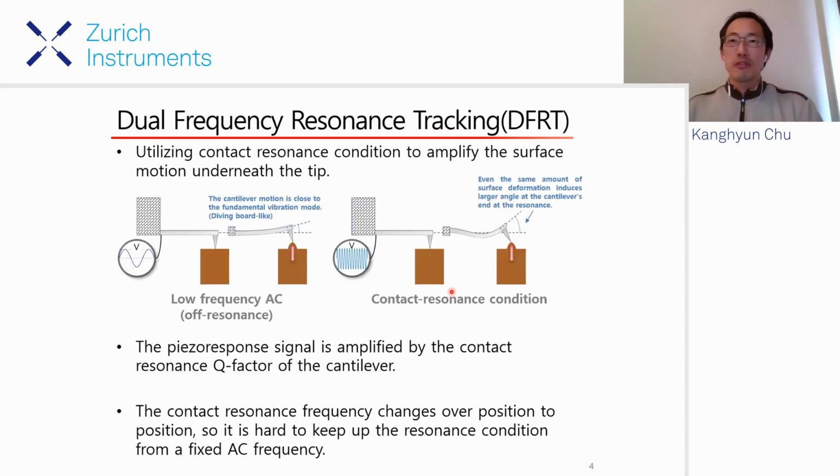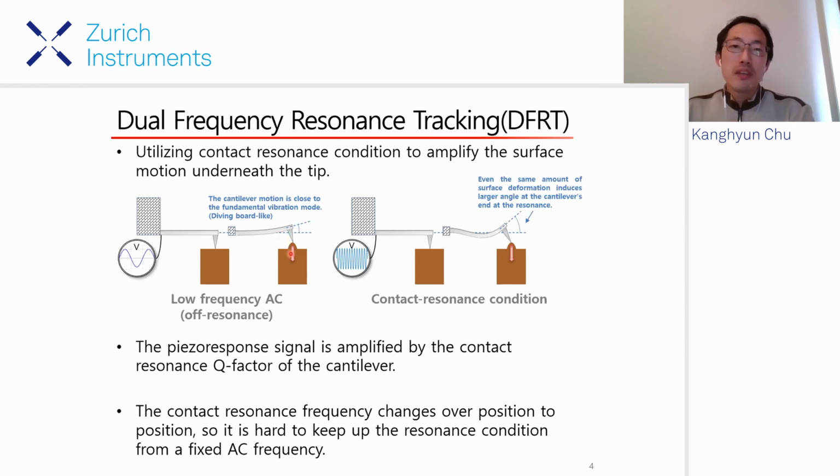So dual frequency resonance tracking, as you heard explained this morning, utilizes the contact resonance of the cantilever. The conventional PFM was done in the low frequency limit, as shown in the left image. So the cantilever motion is more or less static, close to the static response. The tip expands, the cantilever goes up. If the sample surface contracts, then the tip goes down. So the vibration mode is close to the fundamental vibration mode of the cantilever, something like a diving board.